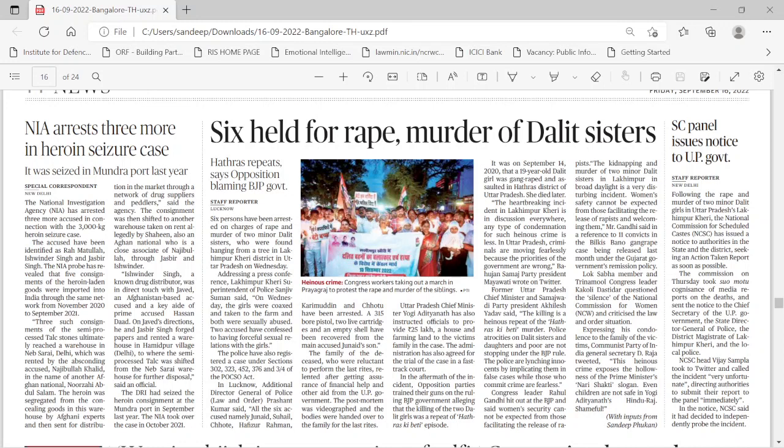Six held for rape, murder of Dalit sisters. This is a continuous social issue which happens every day here and there. And as bureaucrats of future, people must come with some innovative measures to address such things. Because there are two aspects here. One is government aspect where government should take strict action. On the other hand, it is societal behavior where how the men behaves with women matters.